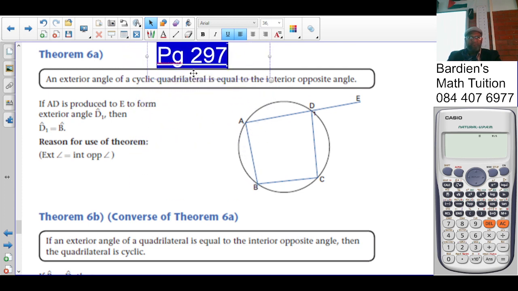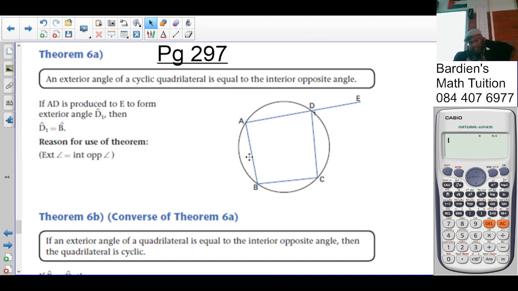Here we are told in theorem 6a, an exterior angle of a cyclic quadrilateral is equal to the interior opposite angle. Which means to say here that this angle here, that's your exterior angle, is equal to the interior opposite angle. Here the explanation is given: if AB is produced to E to form the exterior angle D1, then D1 is equal to angle B. Reason for that is exterior angle is equal to the interior opposite angle of the cyclic quad.